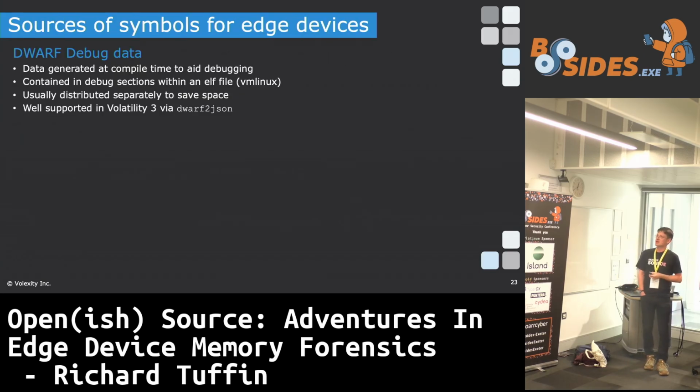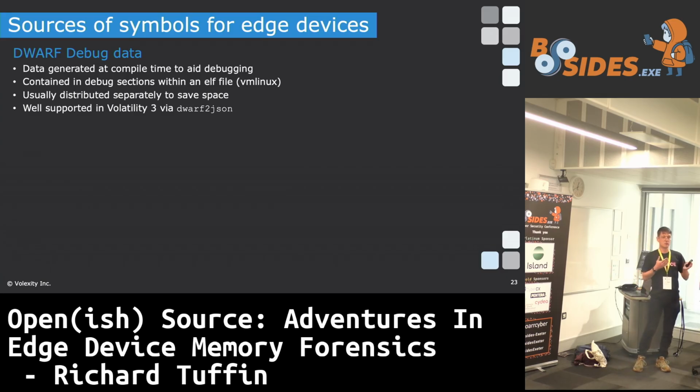So where can I get symbols for edge devices? Really the best source of data for this is DWARF debug data. When you compile a kernel, by default, as long as you've got the right options turned on, you'll also generate lots and lots of debug information. That's really detailed information you can give to a debugger like GDB or LLDB, so it knows what all the types are, where all those structures are, what all the parameters of a function are, loads and loads of stuff. For a typical kernel, that's hundreds and hundreds of megabytes.